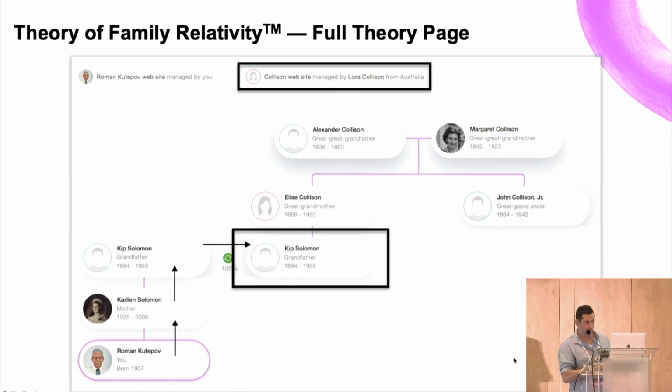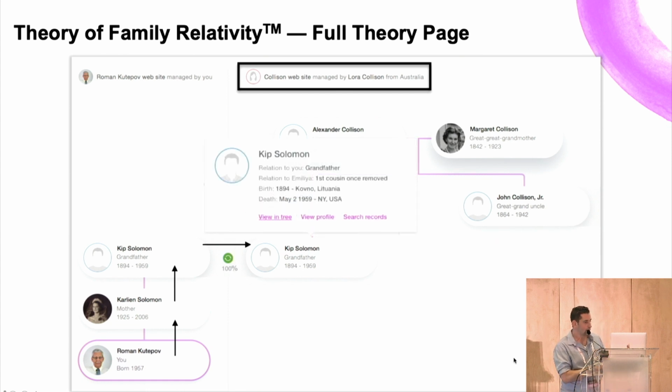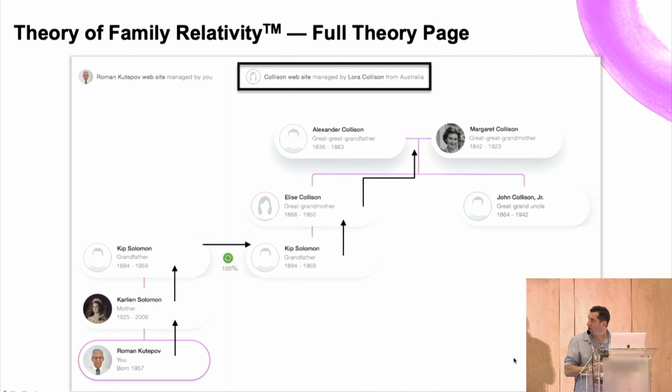So we stay on the Collision website, and now we go up. Before we go up, we have the option to look again by hovering on information on that person, on Kip Solomon here, and the relationship to me and to my match. And now we're going up till we got to Alexander and Margaret, who are our suspected most recent common ancestors. From there, we started going down.